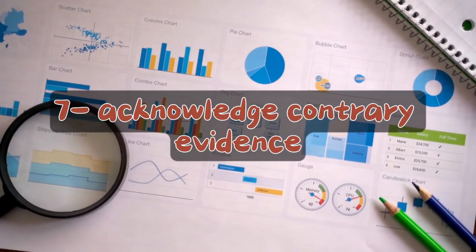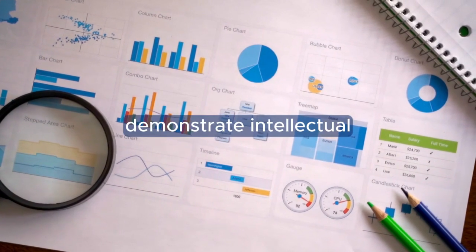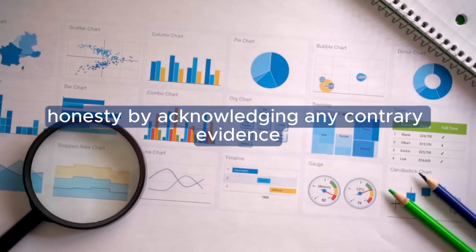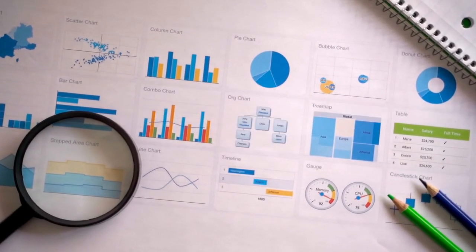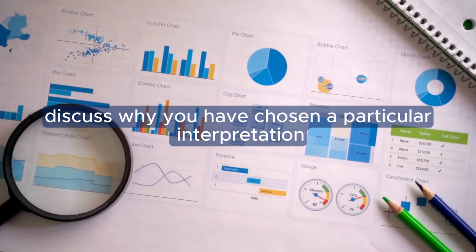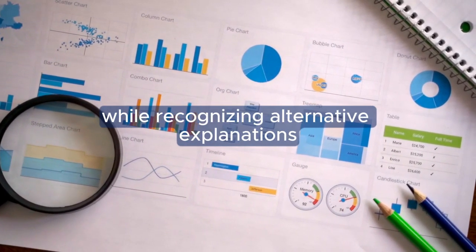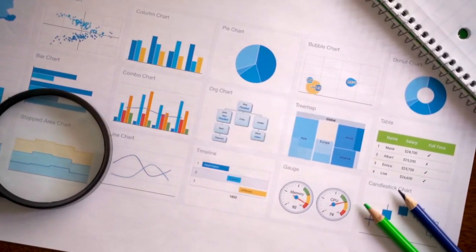7. Acknowledge contrary evidence. Demonstrate intellectual honesty by acknowledging any contrary evidence. Discuss why you have chosen a particular interpretation while recognizing alternative explanations.